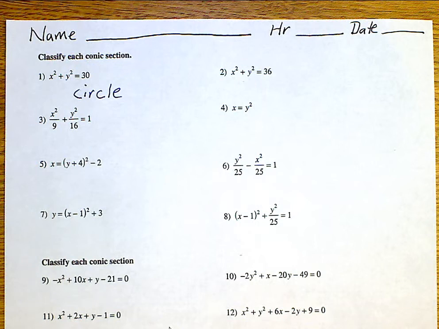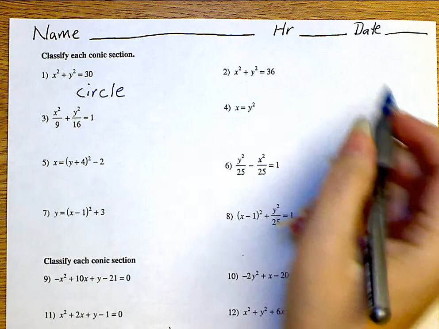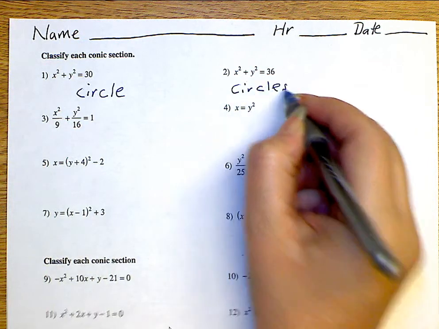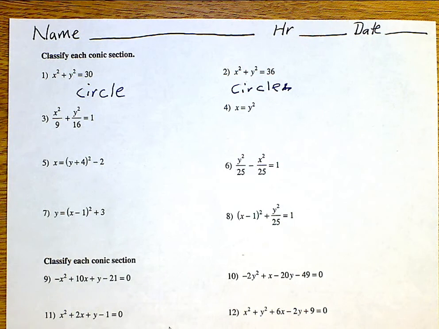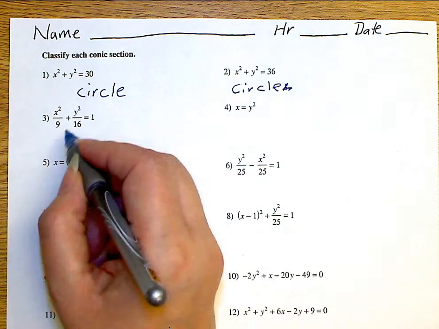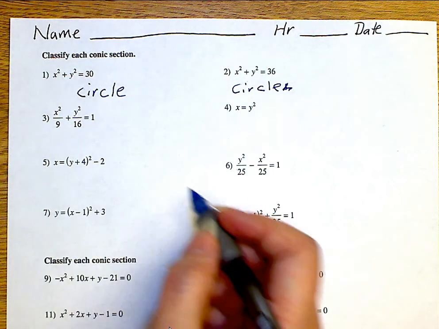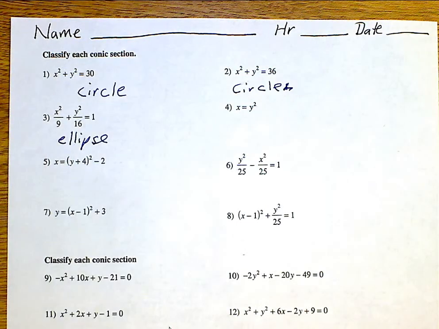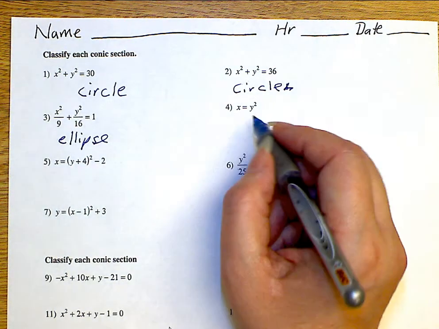All right. Let's see how we did. Eyes and ears. Rachel, what'd you get for number 2? Circle. Oh, circle. Number 3, Colin. And it is, now ellipses is the plural, but so it's just an ellipse. Yep. Number 4, Sammy. Parabola. Parabola, yep.